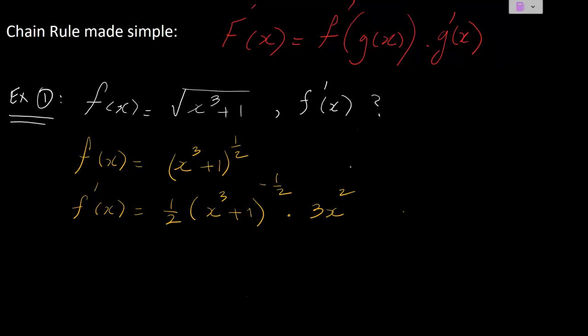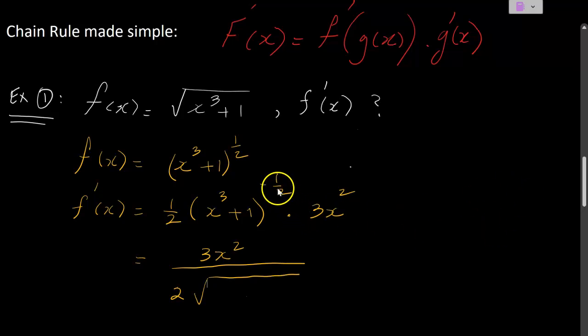All right, so last step, we can simplify this, and because it's a multiplication, we have 3x squared on top, all over 2 times, and I'm going to change the exponent -1/2. I'm going to drop it down to the denominator, make it a positive half, and that becomes a square root of x cubed plus 1. So this is the final answer to example number 1. Very good. This is the derivative of f of x. Let's look at the second question.